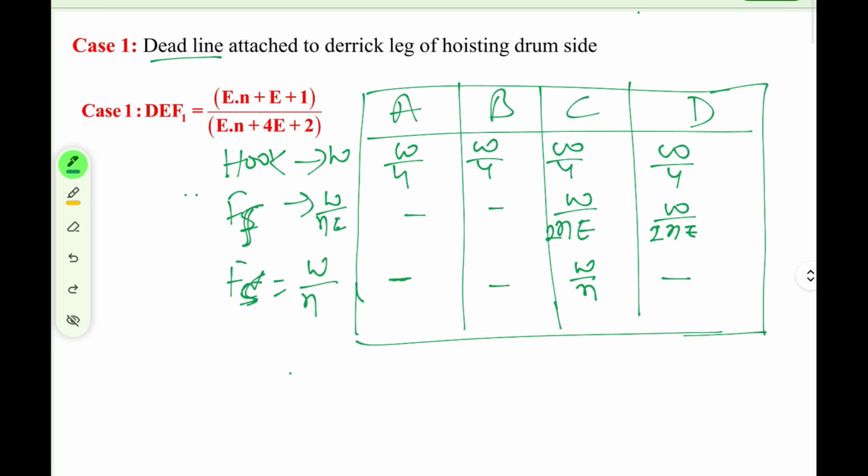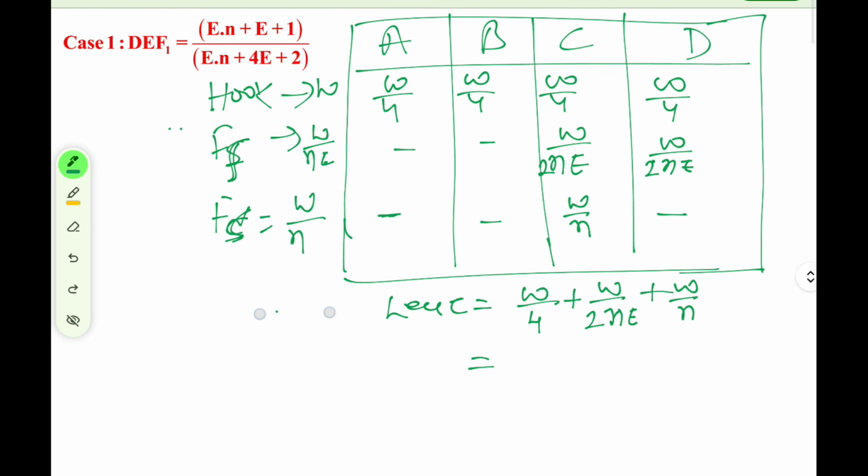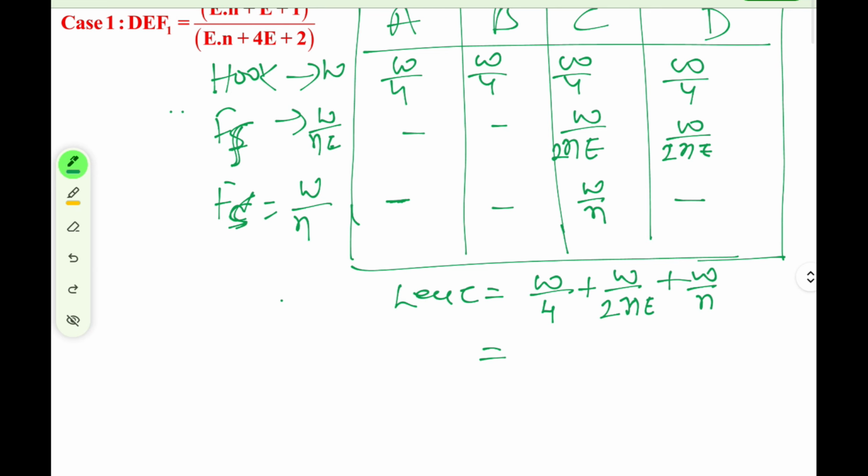So we need to sum up these loads. Leg C, as clearly mentioned over here, is experiencing more load: W by 4, plus W by 2NE, plus W by N. You will get this value, right? If you take the LCM, let me do it, there is space here. The LCM is 4NE. For the first term, the 4 will cancel out, and you will get W by NE.